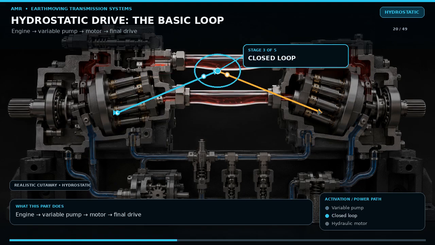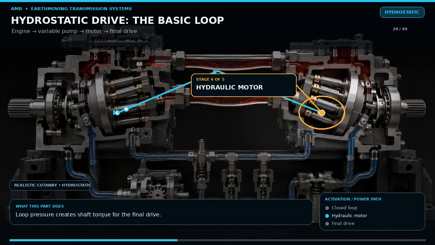To move forward, the control system tilts the swashplate in one direction. Flow increases and the motor turns forward. Tilt it through neutral in the opposite direction and flow reverses, so the motor reverses without a mechanical reverse gear. Changing pump displacement changes travel speed and available torque. Some systems also vary motor displacement to extend the speed range.